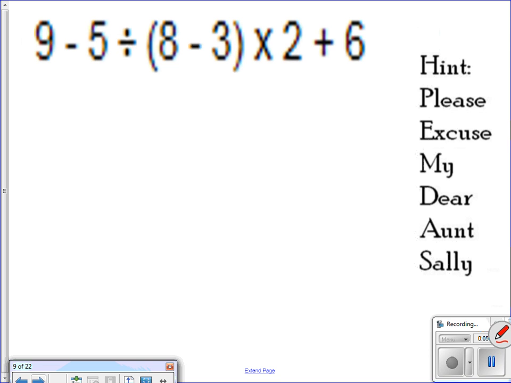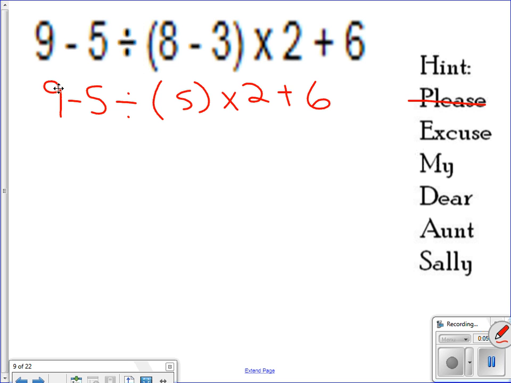Here's another one. I have 9 minus 5 divided by, inside the parentheses is what I'm doing first. 8 minus 3 is 5 times 2 plus 6. Okay, parentheses are gone, exponents are gone. Okay, now I'm going to go 9 minus, looks like I have 5 divided by 5, which is 1 times 2 plus 6.